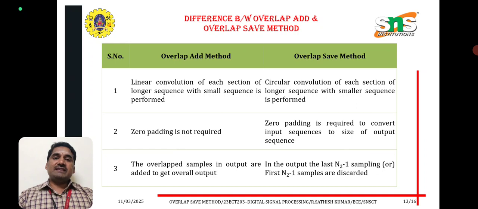Now let us see the difference between overlap add and overlap save methods. In overlap add, linear convolution of each section of the longer sequence with the smaller sequence is performed. In overlap save, circular convolution of each section of the longer sequence with the smaller sequence is performed. Zero padding is not required in the overlap save method. In the overlap add method, zero padding is required to convert the input sequences to the size of the output sequences, and the overlap samples in the output are added to get the overall output. Here in the output, the last N2 minus 1 samples or first N2 minus 1 samples are discarded.